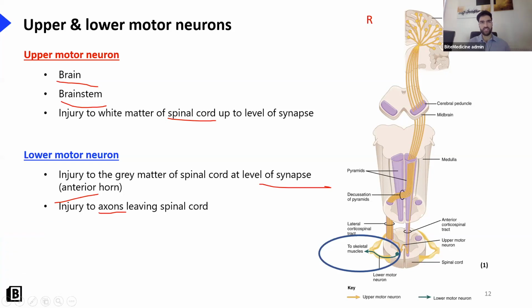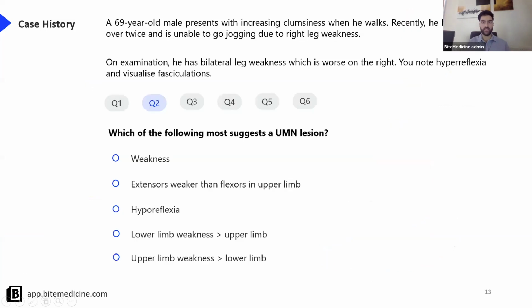Good. I can see a question here. Do you mind explaining how to recognize fasciculations? I will come on to that. It's a good question. That's coming up.